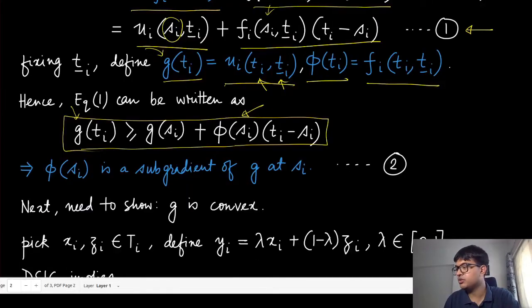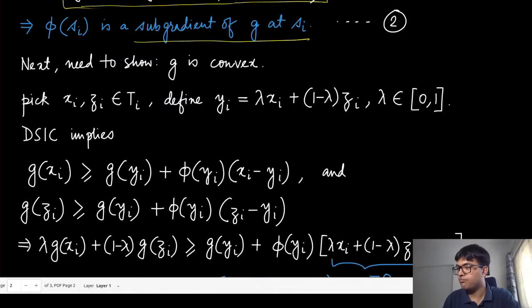Alright, so we will make this conclusion after we have proved that g is a convex function. Rest of the things are falling in place. So let us now try to see why g is convex. Okay, so to do that, let's do the following. Let us pick two arbitrary points xi and zi in the type set of player i, and define a convex combination of that and denote that with yi. So we have a convex combination of these two points xi and zi, and that is defined as yi.